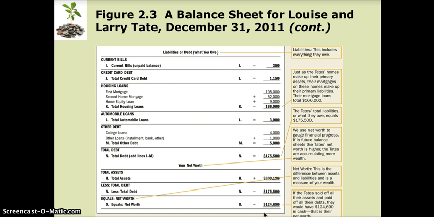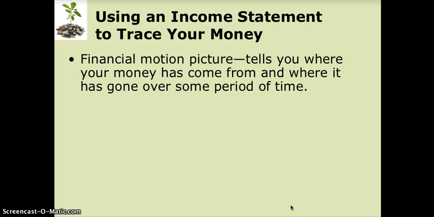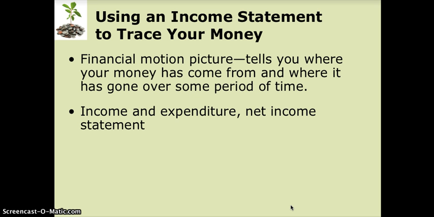Here's their liabilities, and as you go through all of their liabilities, you can see that they have total debt of $175,000. When you take their total assets and you subtract their total liabilities, in this example, this couple has a net worth of $124,690.